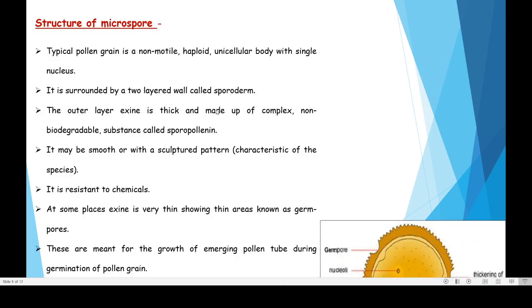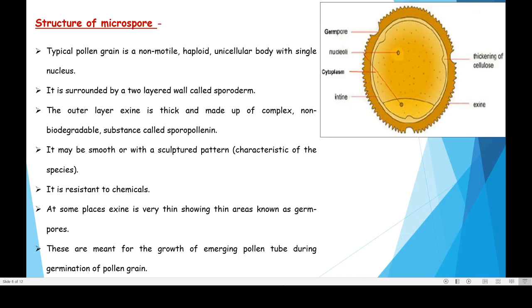Now let us see the structure of the pollen grain, which is a result of meiotic division of a microspore mother cell. This is the pollen grain, and this pollen grain is non-motile. That means it does not have the capability of movement. It cannot move. It is unicellular. That means it has a single cell structure and has a single nucleus also. Initially, it has a single nucleus.